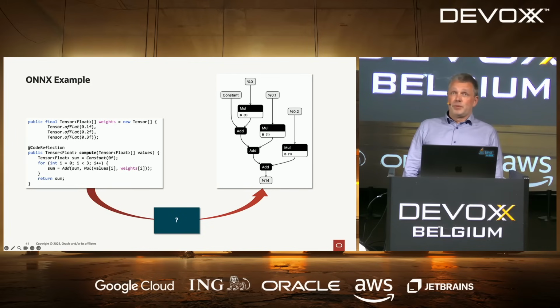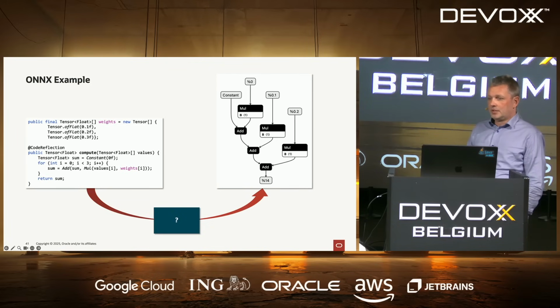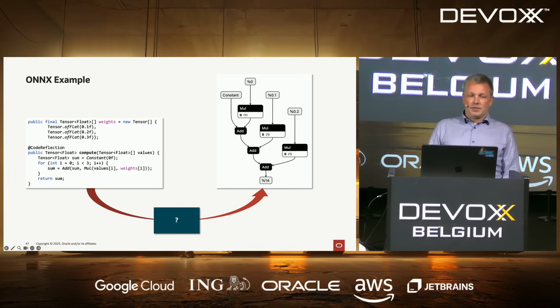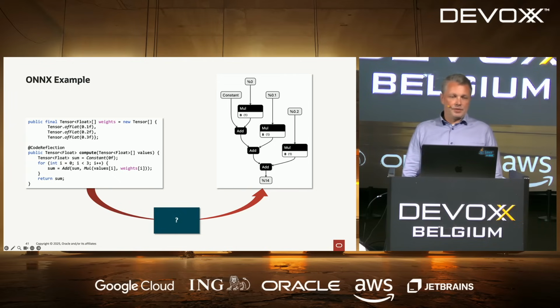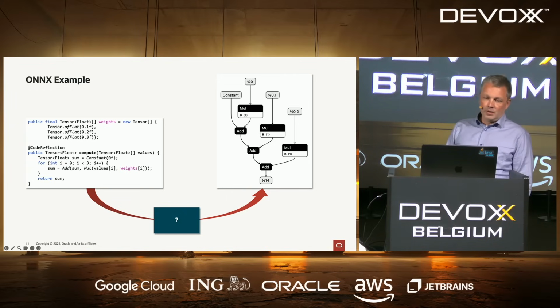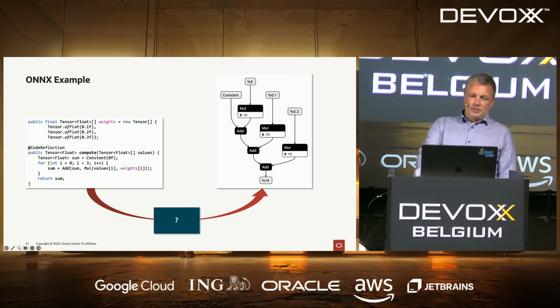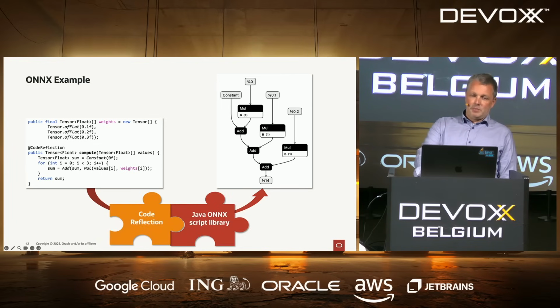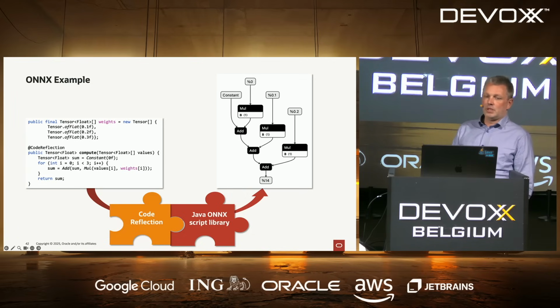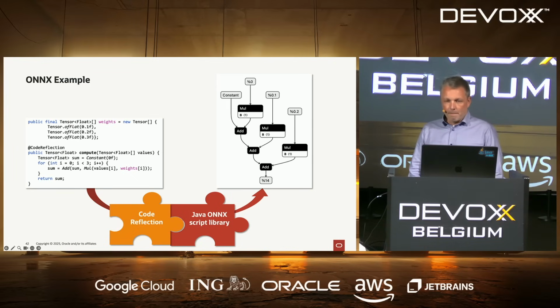So let's modify our previous example just a little bit. Not much big difference. We will replace just the basic type with the tensors. And yeah, what's necessary to do that? The first part of the puzzle you already know, that's code reflection, but for the second part we need to include a custom library, the Java ONNX script library.